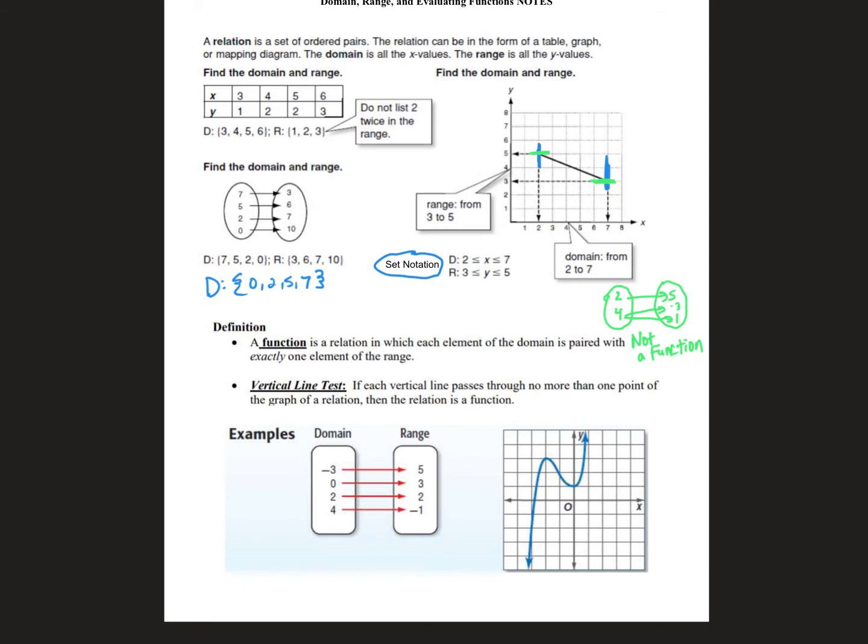So in the example down here below, you can see with this mapping, -3 corresponds to 5, 0 to 3, 2 to 2, 4 to -1. Each input has exactly one output. That is a function. Now, how do we test that with a graph?